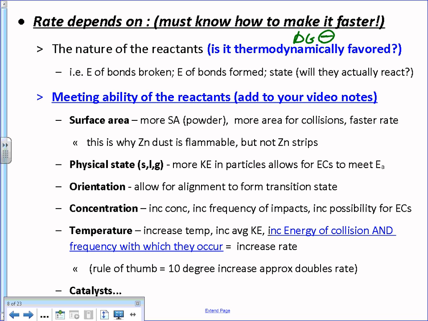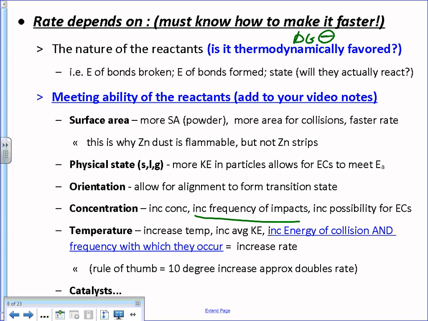We already talked about most of these, but I'll go with concentration first. It's all about the collisions. The more particles you have, the more likely they're going to be colliding. The more likely they're colliding, the more likely it's going to be reacting. So you always want to be able to explain how the reaction relates to collisions or the frequency of collisions.